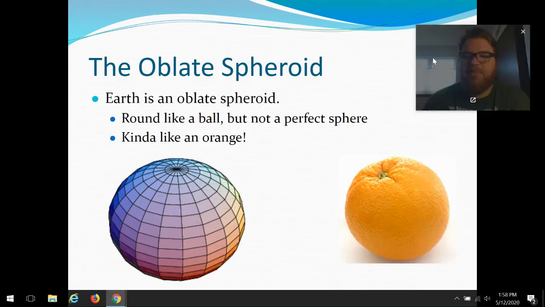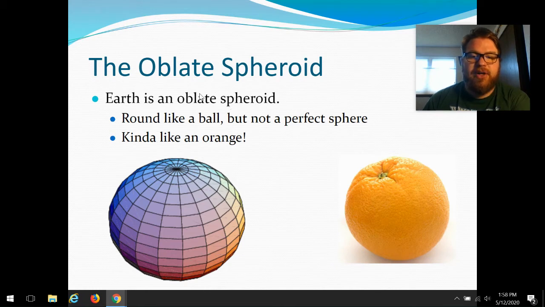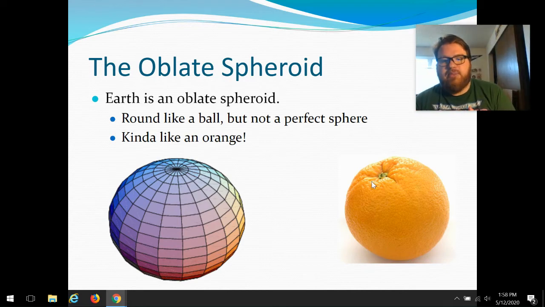So next up, once again, a reminder about the shape. The Earth is round like a ball or sphere. It's not accurate enough just to say round. You have to say a spheroid or an oblate spheroid if you want to get really technical and really accurate. And it's kind of like an orange. It's kind of lumpy and imperfect and squished and wider in the middle. It's not a perfect sphere like a perfectly inflated soccer ball or basketball. It's a little lumpy.